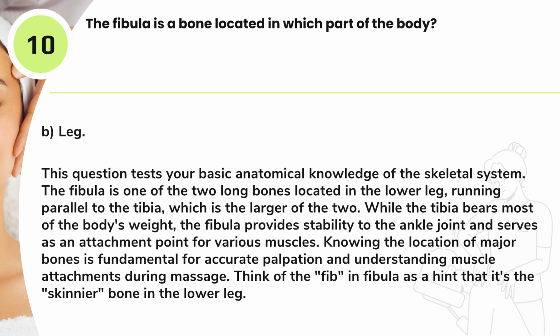Answer B. Leg. This question tests your basic anatomical knowledge of the skeletal system. The fibula is one of the two long bones located in the lower leg, running parallel to the tibia, which is the larger of the two. While the tibia bears most of the body's weight, the fibula provides stability to the ankle joint and serves as an attachment point for various muscles.